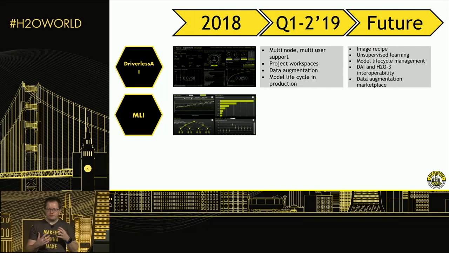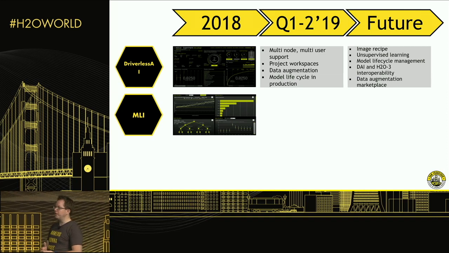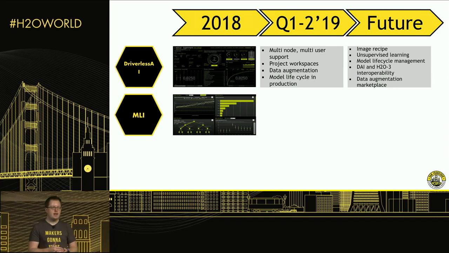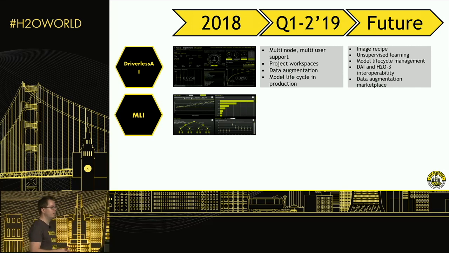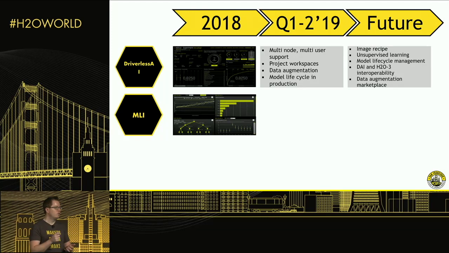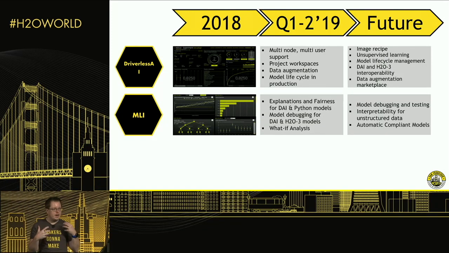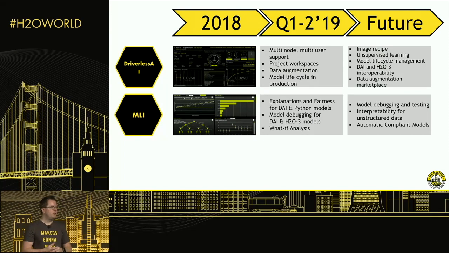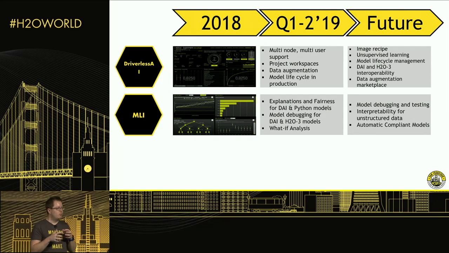The next really important part, which Sri already mentioned, is MLI, machine learning interpretability. Again, a lot of work went to this part in the last year. We put there many algorithms, K-LIME, LOCO, PDP plots. We try to communicate with the user our findings, what models are doing, how the models are behaving, and we would like to improve that. We would like to improve the experience.